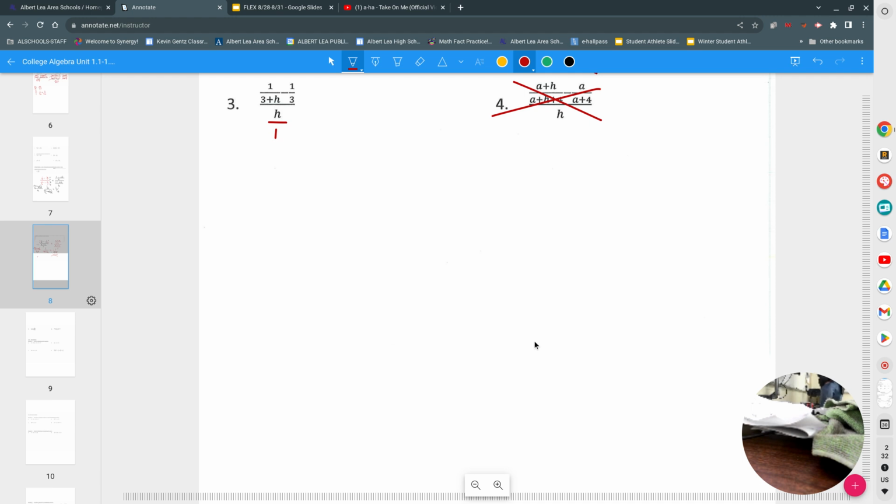And then to get common denominators, notice how I have a 3 plus h, so I'm just going to add h to the top and the bottom.